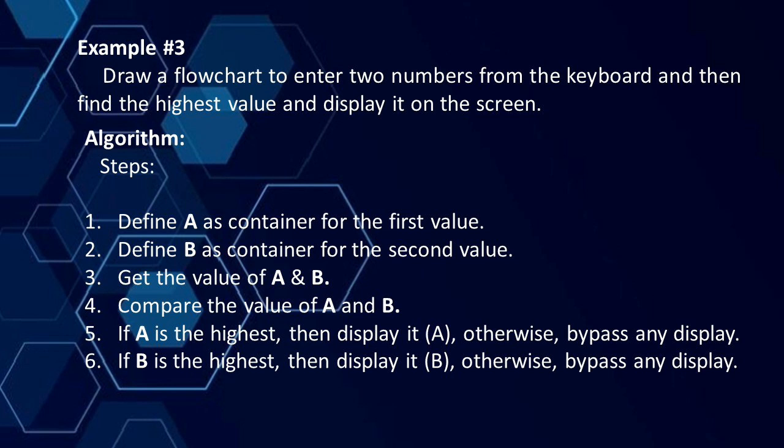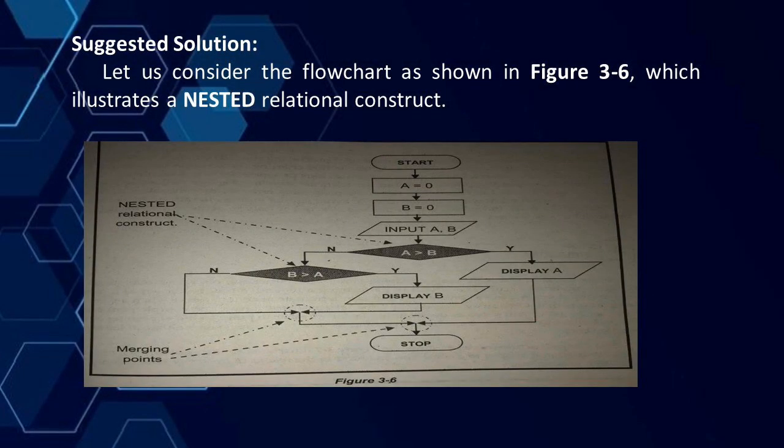So, ang nakita ninyo sa screen is the example number 3. So, draw a flowchart to enter 2 numbers from the keyboard and then find the highest value and display it on the screen. So, naa na dira ang steps. So, mao ni siya ang kalabasan. Suggested solution. Let us consider the flowchart as shown in figure 3.6, which illustrates a nested relational construct. So, ang kaning nakita ninyo sa screen is nested relational construct na siya nga flowchart.